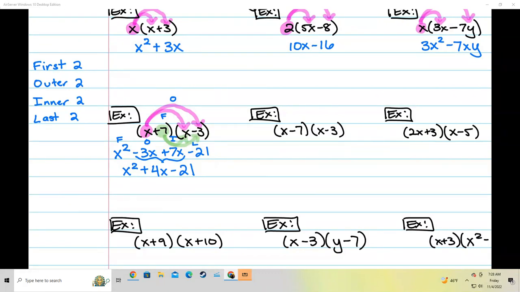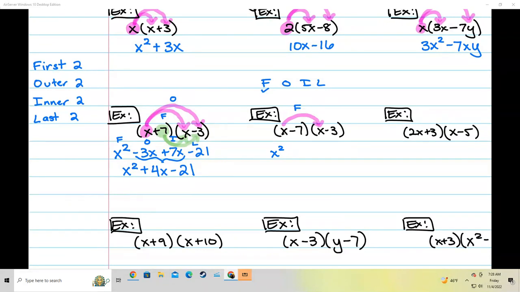All right. In fact, on this one, I'm going to use FOIL just so you can see the process. Again, we're going to multiply the F, the O, the I, and the L. The F stands for the first two. From each one, this is the first term, and this is the first term for my parentheses. So I'm going to multiply those. That is my F. X times X gives me an x squared. I'm done with the F.